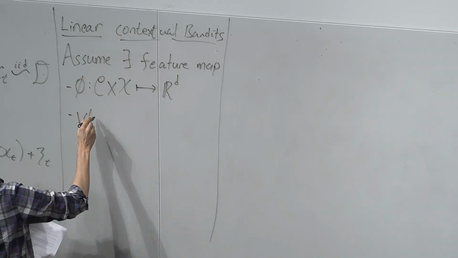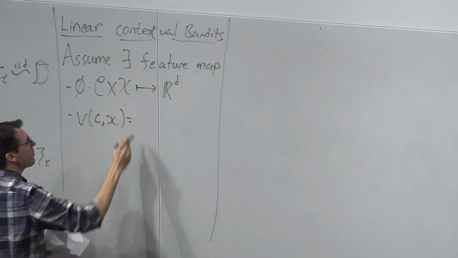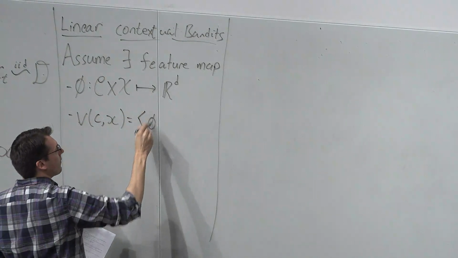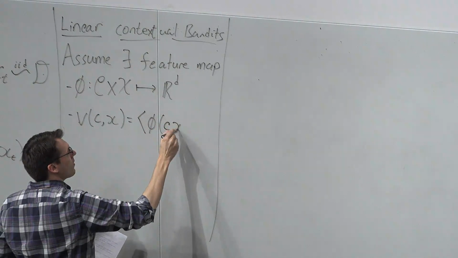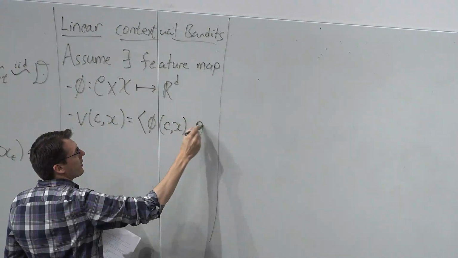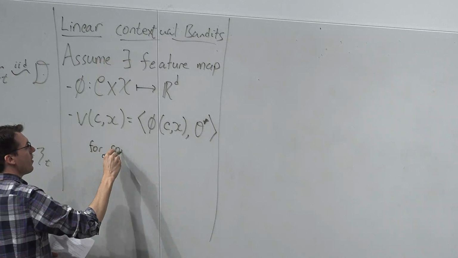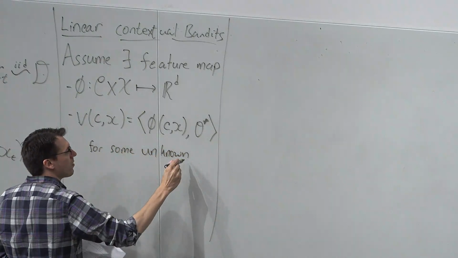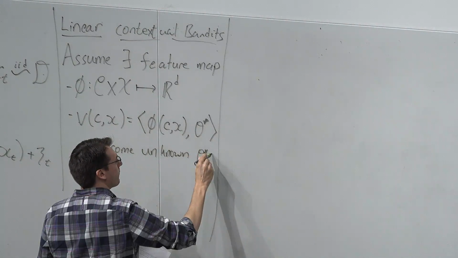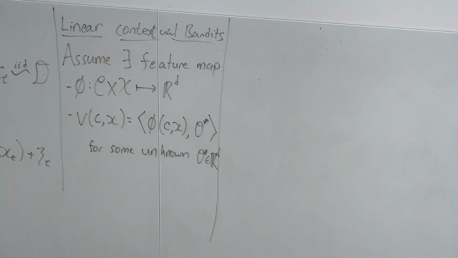And v of c, x, for all c, x, is equal to the inner product of this feature map of c, x with theta star, for some unknown theta star in R^d. So this is a very strong assumption, but it's extremely common.